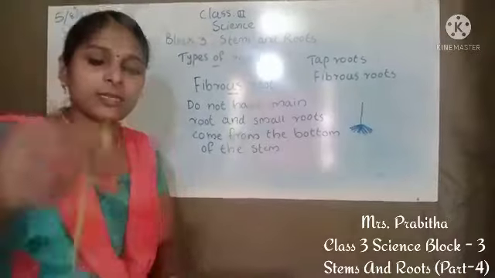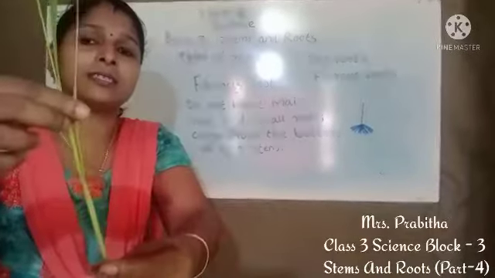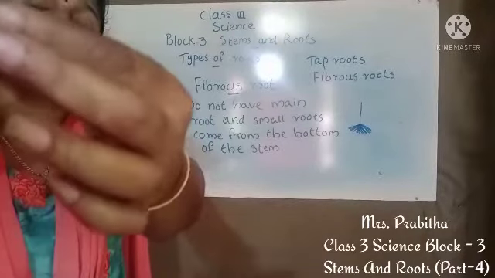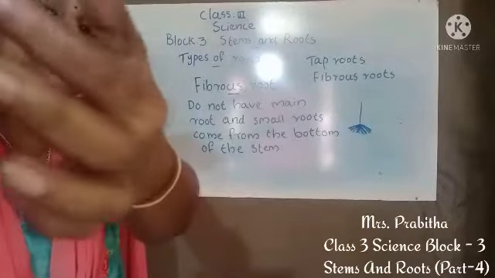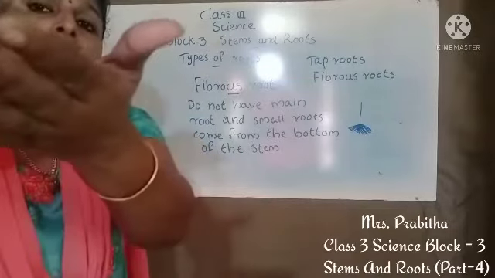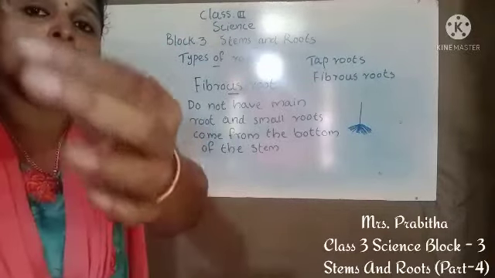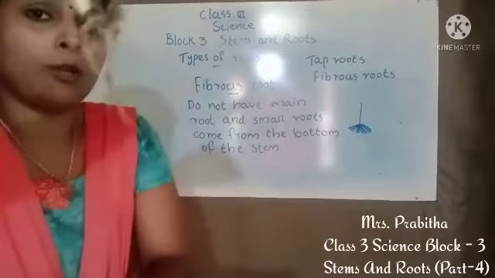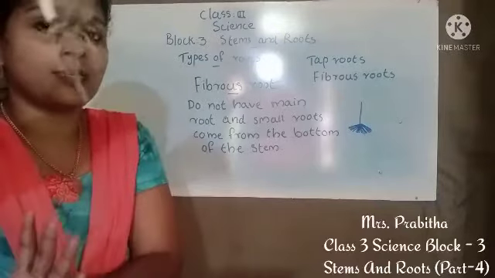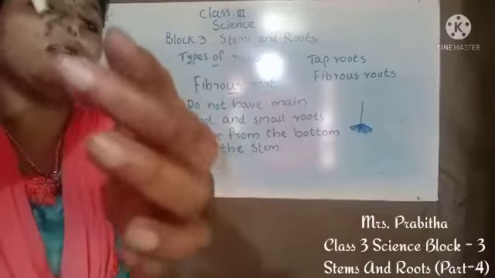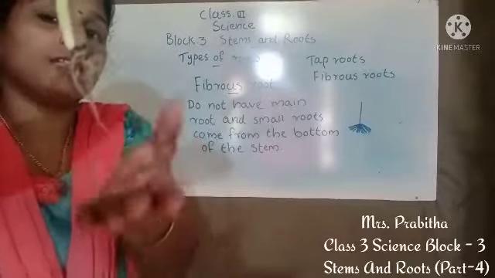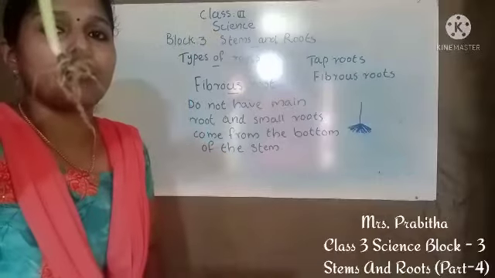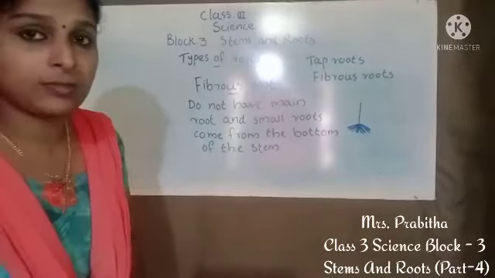You can see this, children, this is a grass. Look at this grass, you can see this is fibrous root. Small roots are coming from the bottom of the stem. No main root for this. Can you find any main root, children? No strong main root is there. We can see small roots come from one place, that is the bottom of the stem. So that is fibrous root.